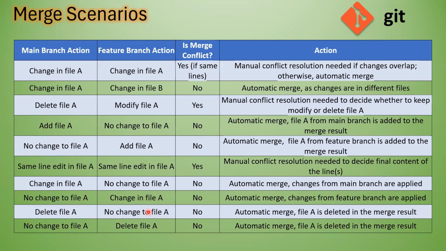You never consider any file called file A, but in the main branch you delete it. So obviously it will be deleted in the merge result. Then the last one: no change in file A, and delete file A. So you are deleting in the future branch. So in that case, file A will be deleted.